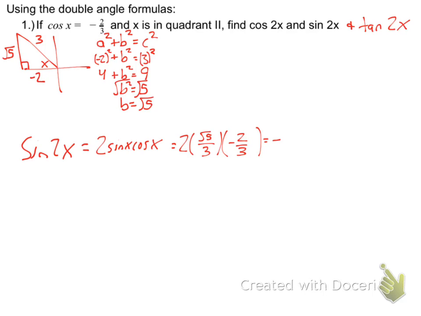The 2 way up front is really a fraction of 2 over 1. So the 2 goes to the top, gets multiplied by the square root of 5, and then gets multiplied by another 2, because we already took the negative out. So what's 2 times square root of 5? 4 square root of 5. And what's 3 times 3? 9. And your answer is negative 4 square root of 5 over 9.